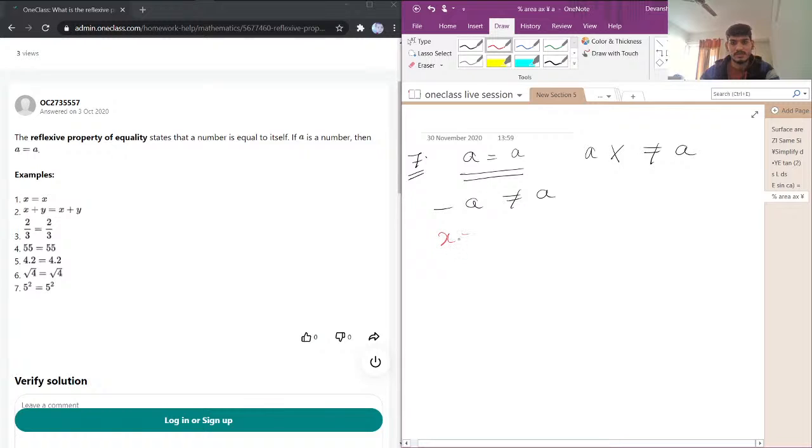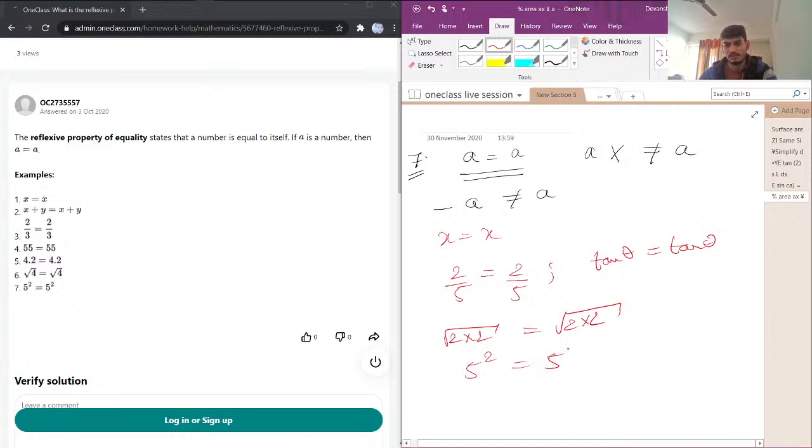Then examples: x equals x, 2 by 5 equals 2 by 5. Then tangent of theta equals tangent of theta. Then square root of 2 times 2 equals square root of 2 times 2. Then 5 squared equals 5 squared. So basically a number will always be equal to itself, no matter what happens.